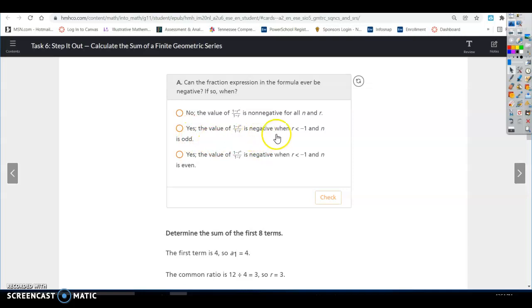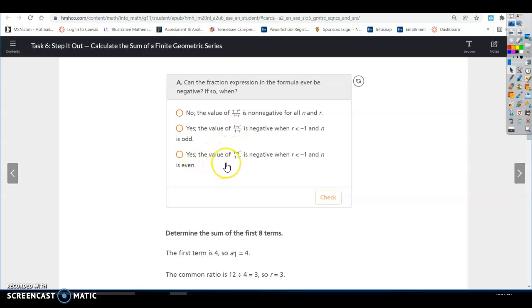So it's going to be negative when r is less than -1 and n is odd, or it's going to be negative when r is less than -1 and n is even. All right, so if this one's going to be negative and that's odd, that would become positive, and that would be positive as well, so that would not work.